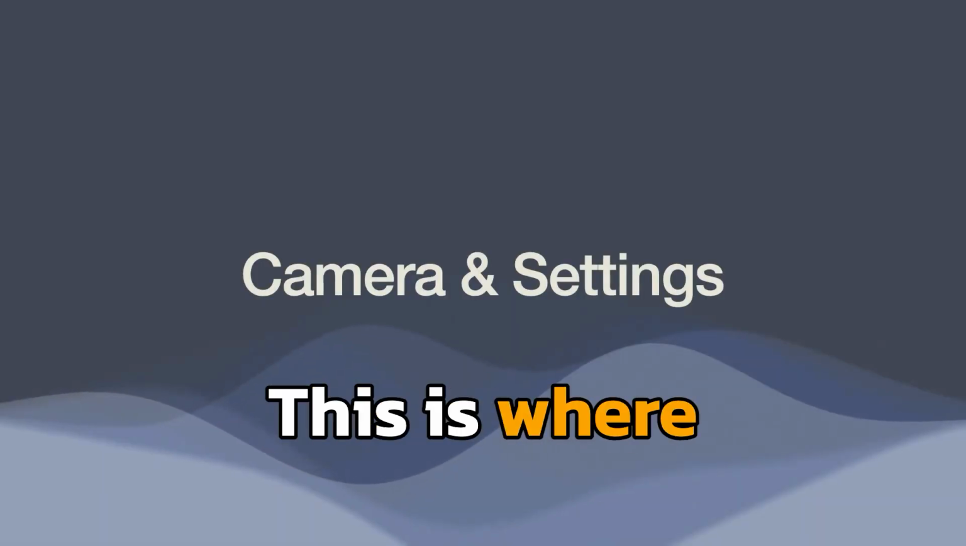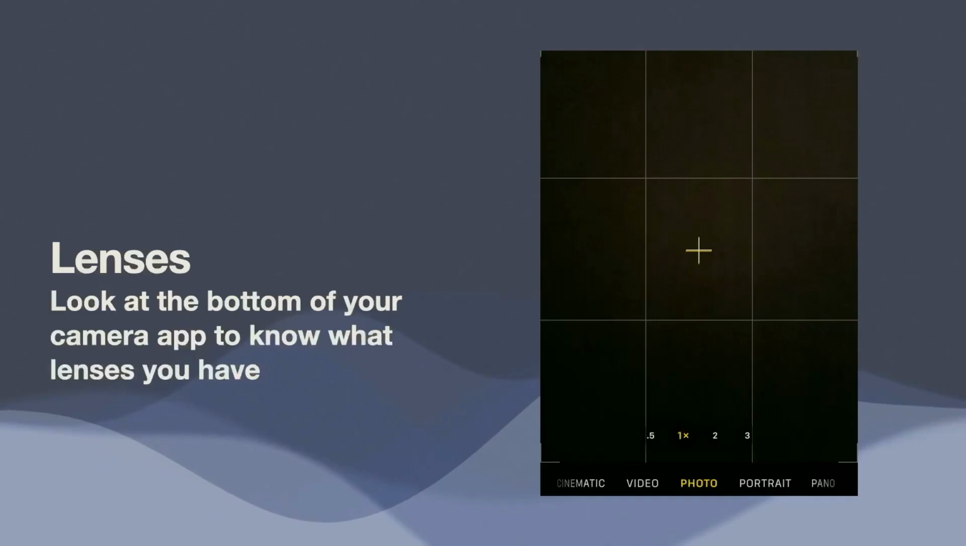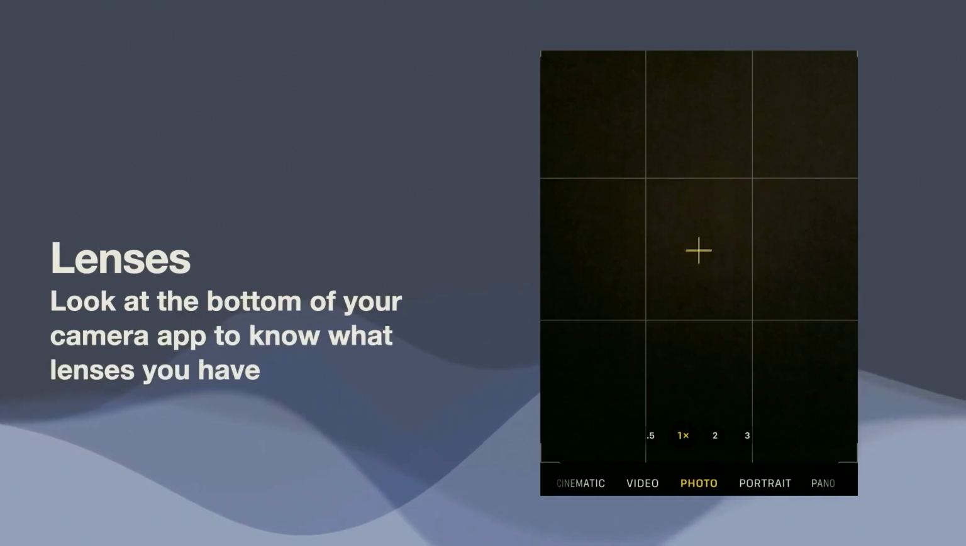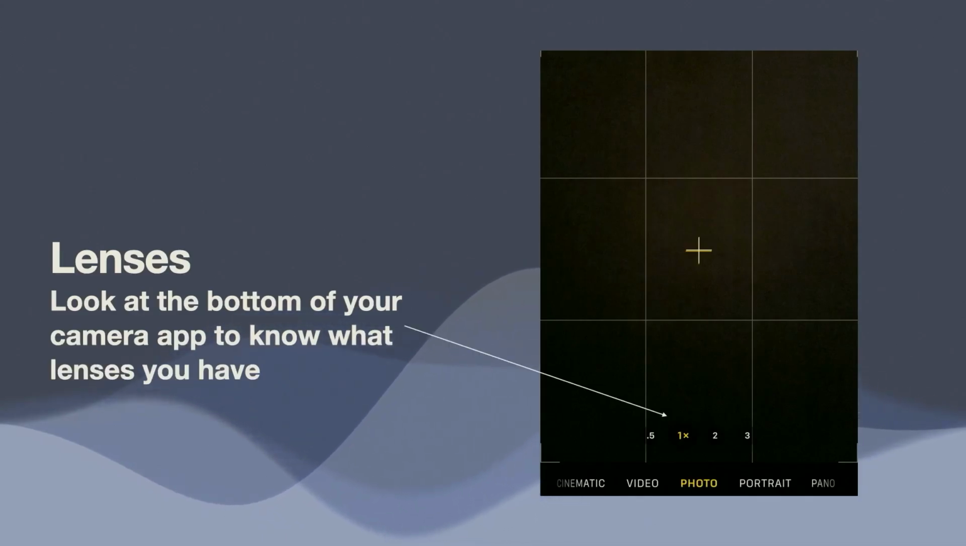Cameras and settings. This is where, versus a DSLR and mirrorless, it gets a lot easier, right? Because really when it comes down to it, we've got our lens selections made for us. At the bottom of your phone, you're going to have four buttons that say 0.5, 1x, 2x, 3x, or 5x, or something along those lines.